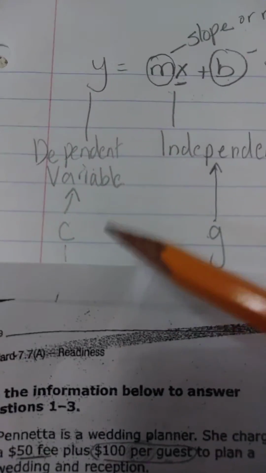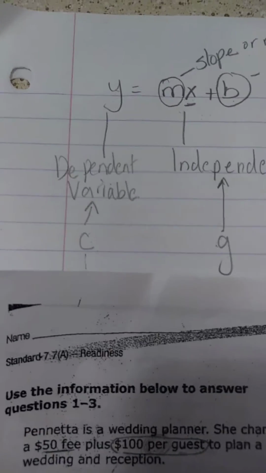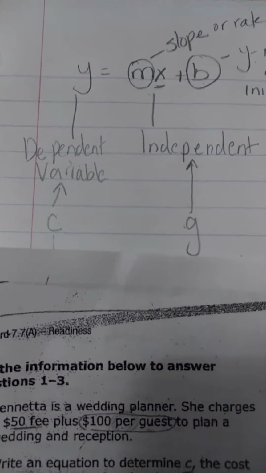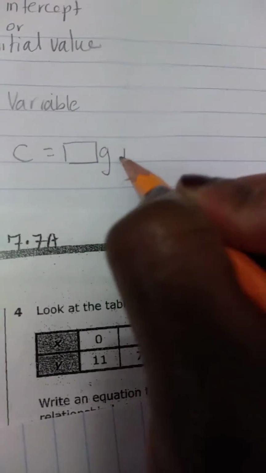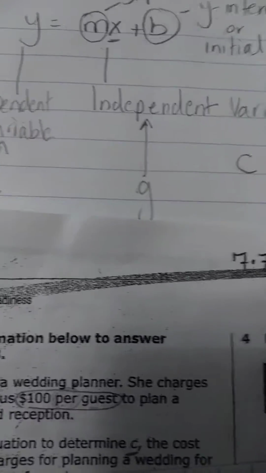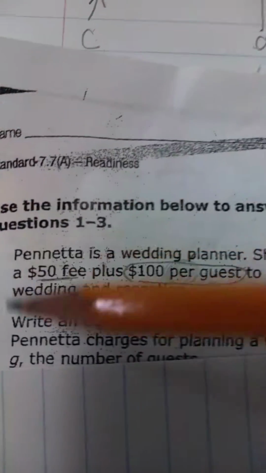Okay, so if you put it this way, it's going to be C is equal to, right, C is equal to blank. We don't know what it is. The number of guests, which is our x, plus our initial value, our initial fee, is $50. Okay, so let's look at the problem.